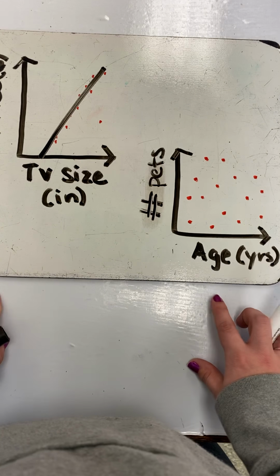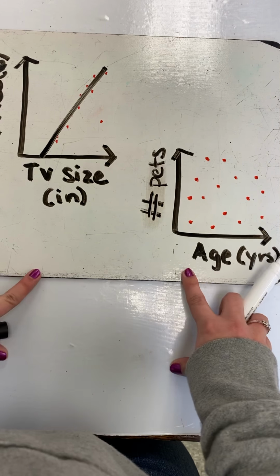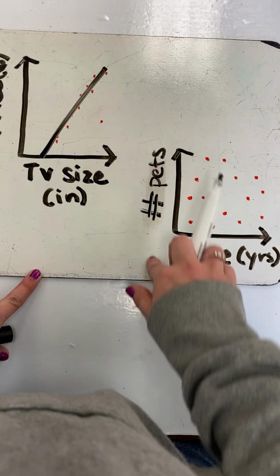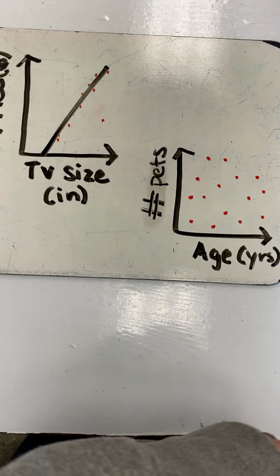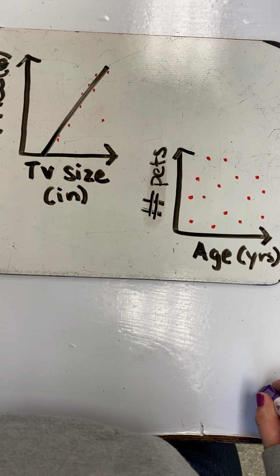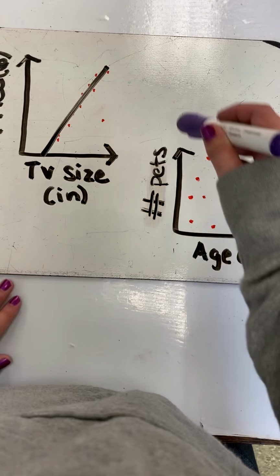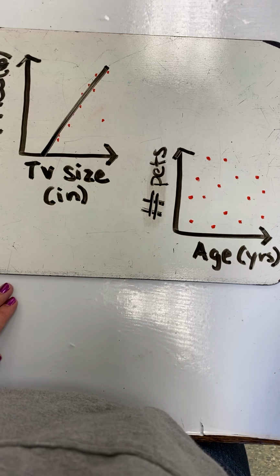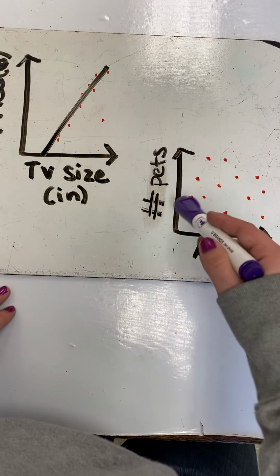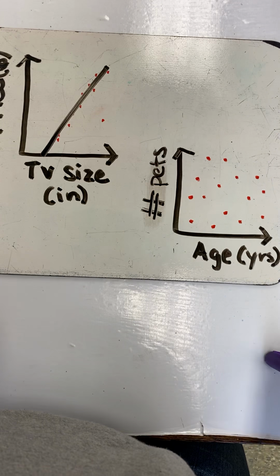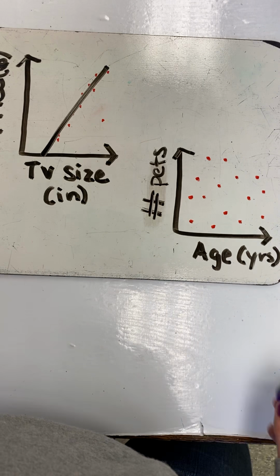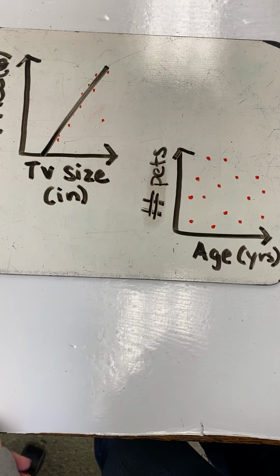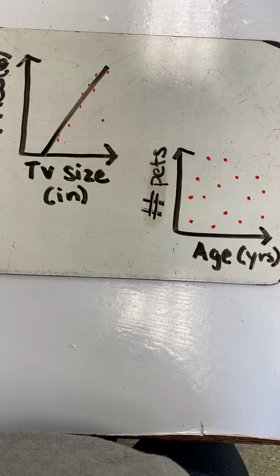All right, what about this other graph? This is a person's age in years versus the number of pets that they've owned. In this case, there really isn't a pattern. I can't draw any sort of line through this that would make sense, or even a curve wouldn't make sense. So we would call this no relationship. There's no relation between the number of pets people have had and their age, and that's okay.